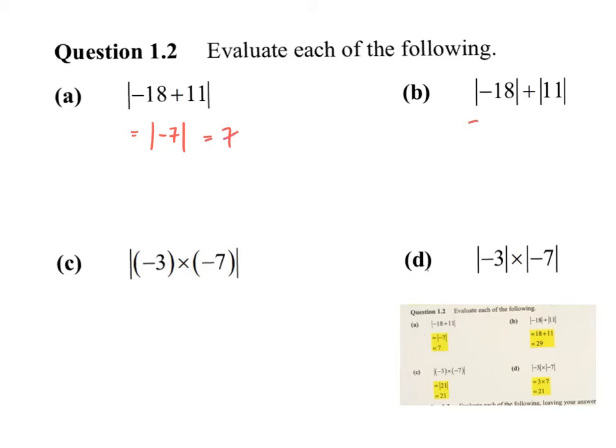And this is basically 18 plus 11, which is 29, and negative 3 times negative 7 is basically the mod of 21, which is 21, and this is just basically 3 times 7, which also equals 21. So that's for question 1.2.